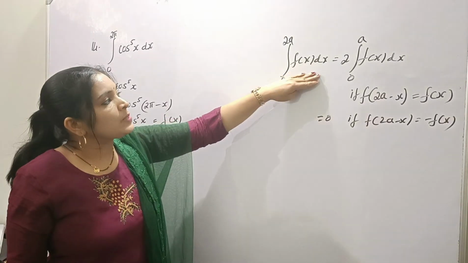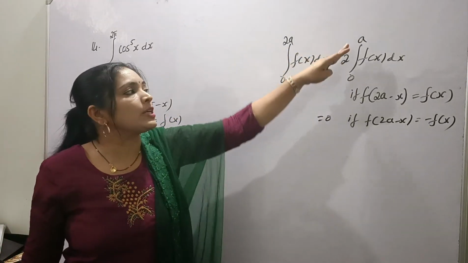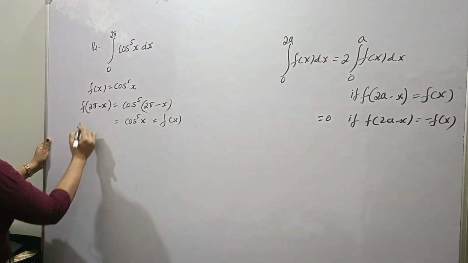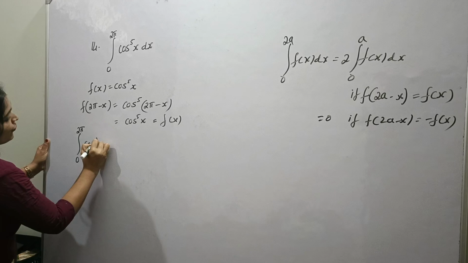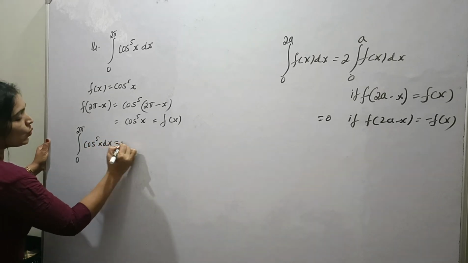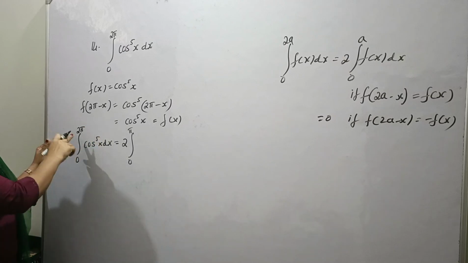Therefore we will apply this property, that is integral 0 to 2a of f of x dx is equal to 2 into integral 0 to a of f of x dx. Therefore this given integral 0 to 2 pi of cos raised to 5x dx is equal to 2 into integral 0 to pi, okay, what is a, pi, right?